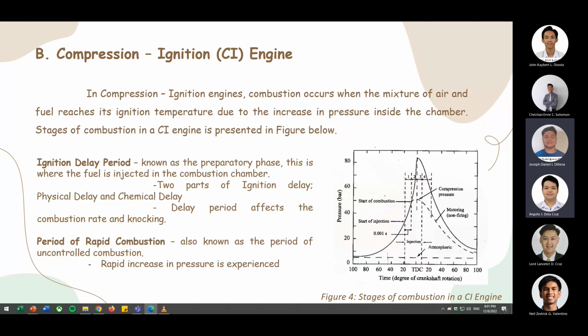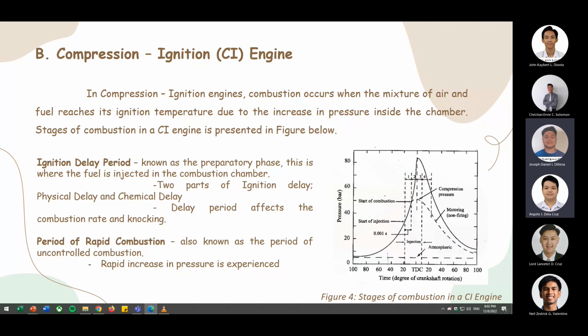Known as the preparatory phase, this is where the fuel is injected in the combustion chamber. Two parts of ignition delay is physical delay and chemical delay. So yung physical delay is where the fuel is atomized and vaporized and mixed with air to reach the self-ignition temperature. So, sa chemical delay naman is when chemical reaction starts. In this case, the ignition starts. So, the fuel is injected at 20 degrees of the TDC or yung crank.